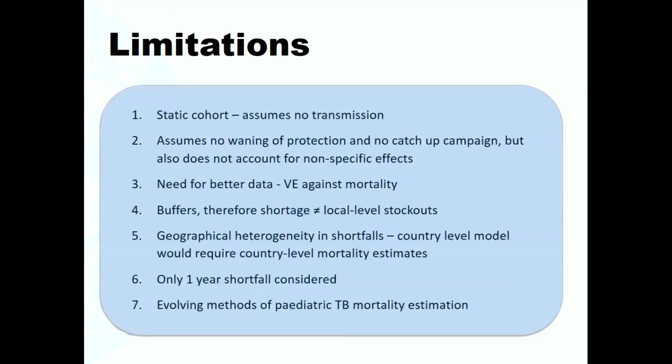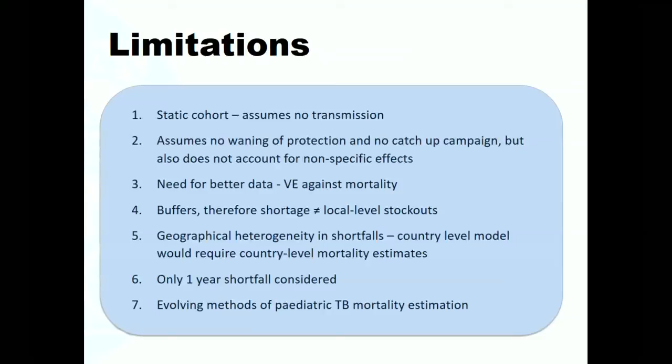And so potentially we're actually also underestimating the impact, given that there may be non-specific effects on mortality. There is a need for better data. So the vaccine efficacy against mortality, as I said, there are only 5 studies that inform that meta-analysis with only a few mortality endpoints in there. So the confidence intervals on that were very wide. So there is a need for maybe prospective cohort studies to inform better vaccine efficacy against mortality estimates.